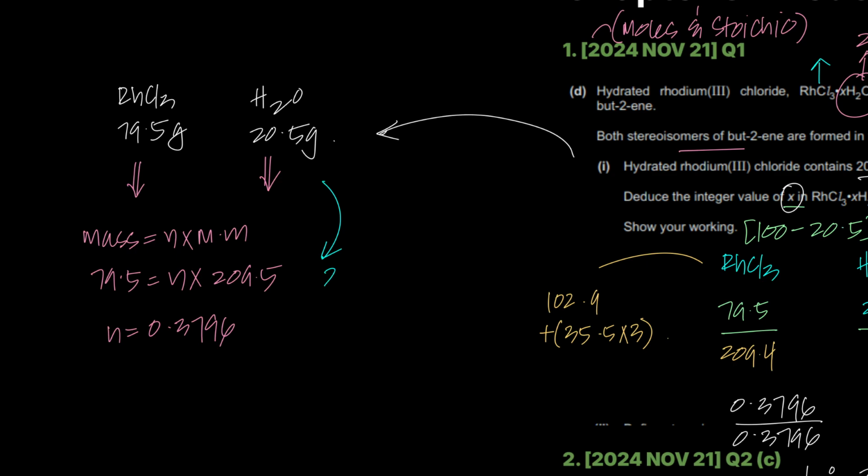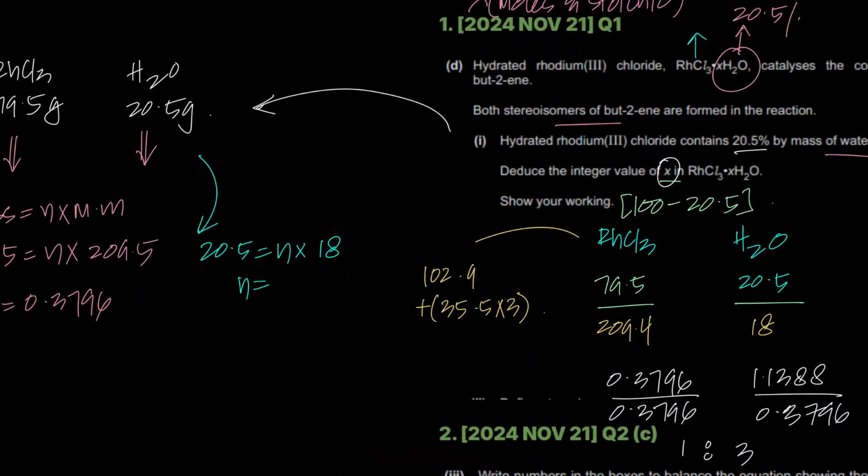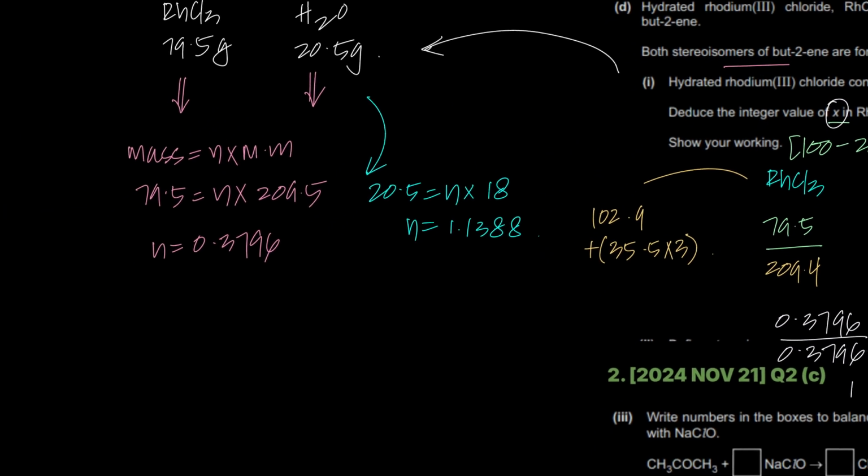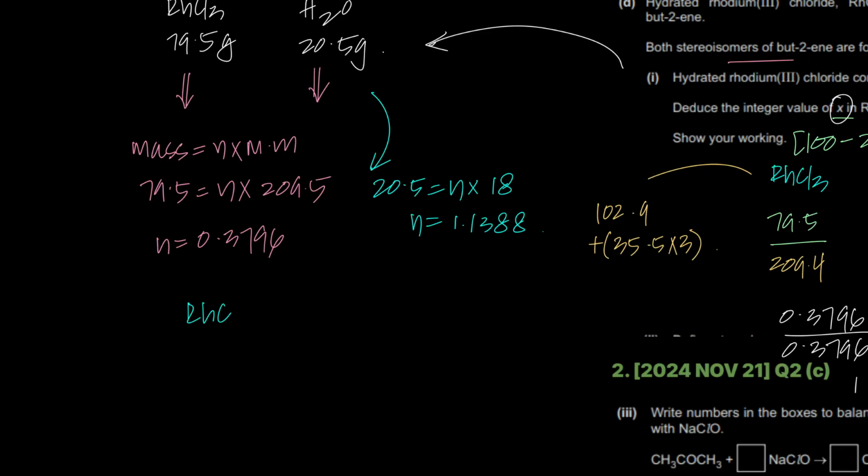How many moles do I have for H2O? Mass equals mole times molar mass. 20.5 equals mole times, what's the molar mass? 18. n is equal to 20.5 divided by 18, which is 1.1388. These are the moles. And then what did we used to say? We used to say, if you have RhCl3 and you have H2O, for 0.3796 moles, you have 1.1388 moles of H2O.